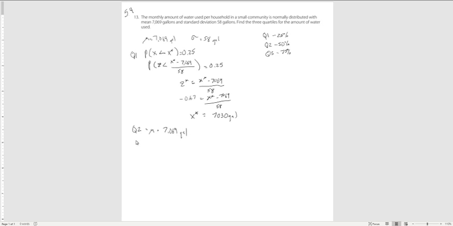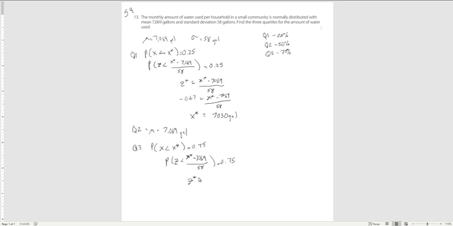And so Q3, we can do this a couple of ways. This is once again the probability that X is less than X star. It's going to be 0.75, so let's just do it the same way. The probability that Z is less than X star minus 7,069 over 58 is going to equal 0.75.